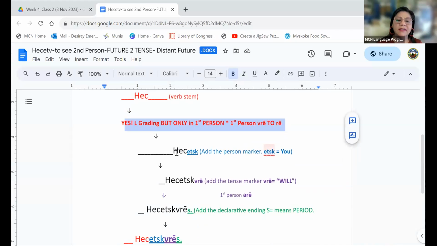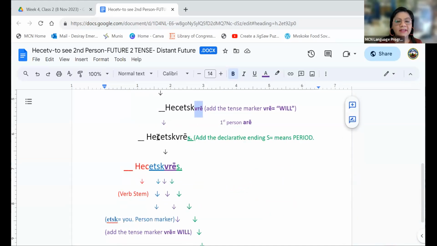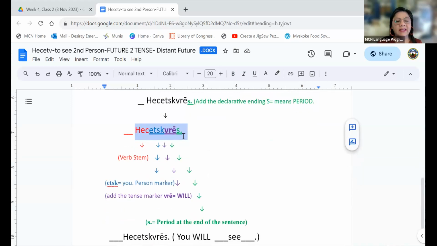So hijitsk, verb stem right here. It's your person marker. So add it. Just bring it all back down on the next line. Hijitsk. And then you add your athi, will. Bring it all on down to the next line. Hijitskathis, add your s. Declarative ending means the period. So hijitskathis, right there.